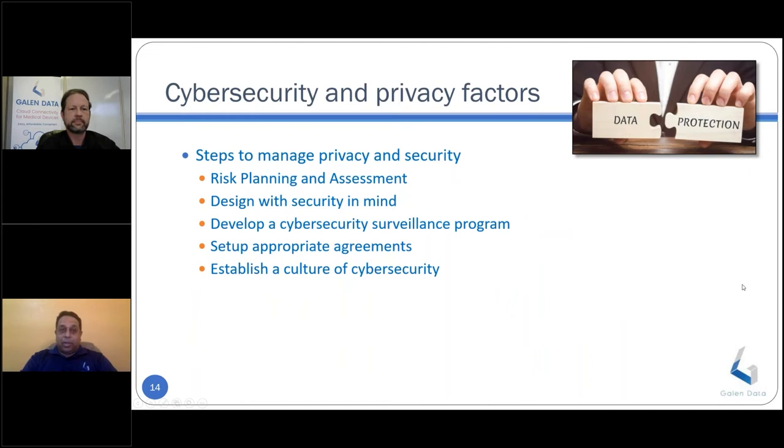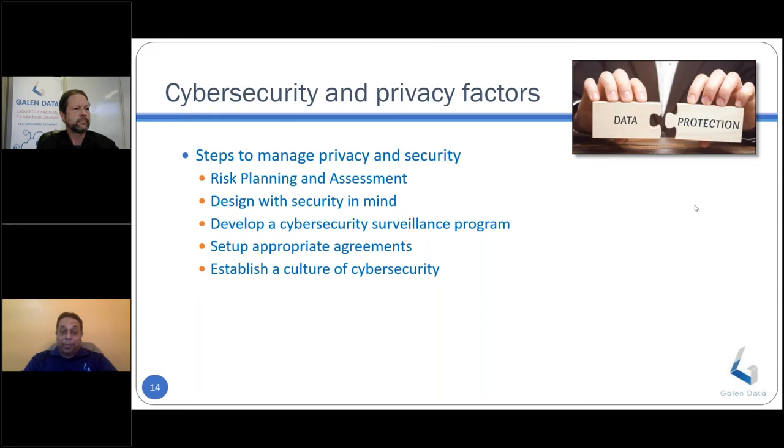A few things you can do to manage privacy and security in your device. The first is to start with risk planning and assessment. Just like you do with your device, identify risk factors that are involved with cybersecurity. Who can attack, what are the vulnerabilities, what can the attacker get out of it, what's the impact, not only on patients, but also users around it, and also ultimately on your business, in terms of your reputation, in terms of your liabilities. Assess all that and identify what the probabilities of those events are. So the risk assessment, just like you do with other things, is an important part of cybersecurity.